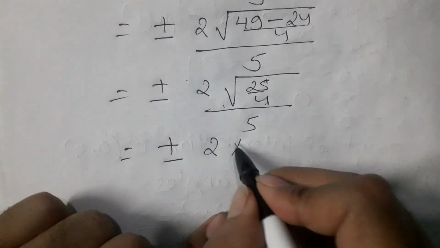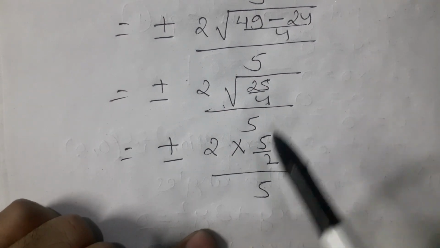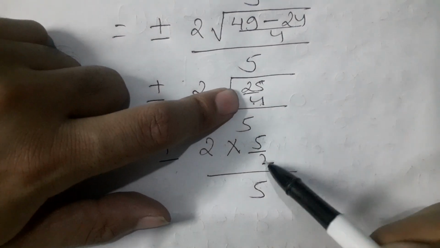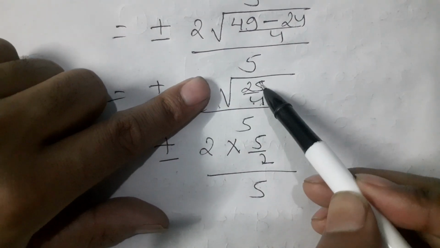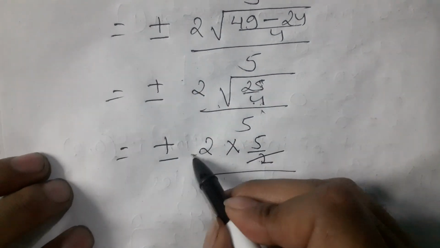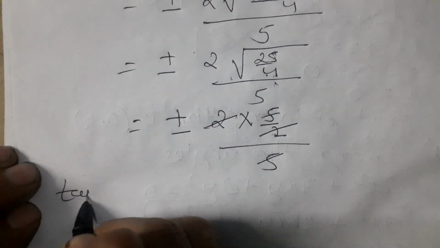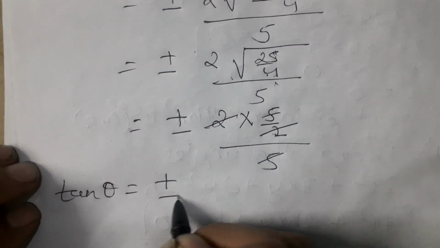So you can get 5 by 2 from that side, and you can see 5 is the denominator. See, 25 by 4 becomes 5 by 2 because it's the square root of 5 and 2. So the root is also already cancelled, so we can cancel 2 by 2 also, and then 5 by 5 also. So finally you have got tan theta is equal to plus minus 1.